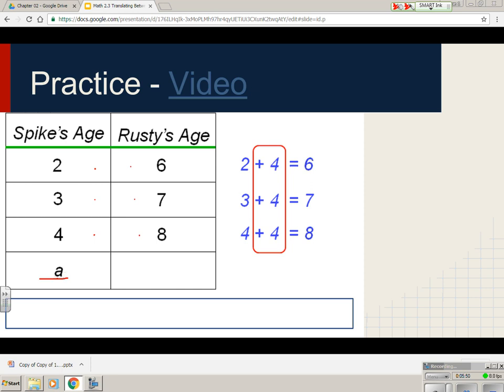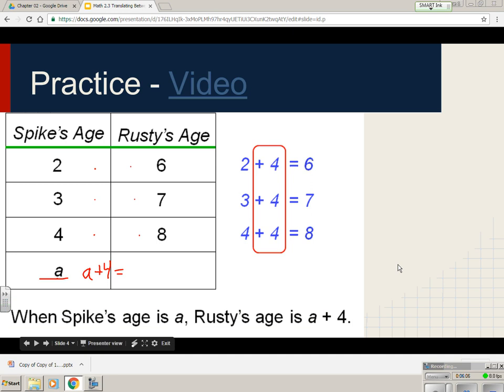So really, all we need to do to solve for Rusty's age is take A and add 4. And that will include any age of Spike's. We'll know what Rusty's is. Okay? So that's the expression that we would write. So Rusty's age is what we call A plus 4.